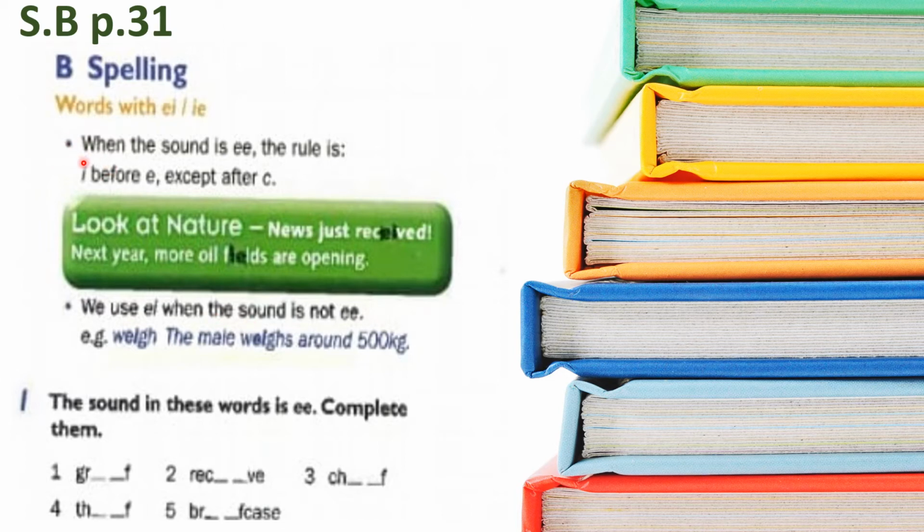Look at the first one. When the sound is E, the rule is I before E except after C. Like what? Look at these two words. Try to pronounce this word. This is received, received. This is E sound. With EI, we have E sound, received.